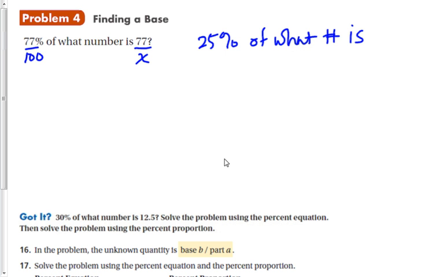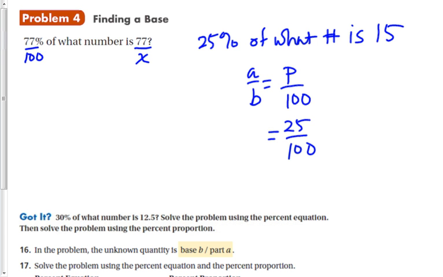25% of what number is 15? And we're going to use a percent proportion to solve this one. So A over B is equal to P over 100. We have our P, so we're going to substitute 25 for P. And we have to think about, is this a part or is that a whole? So of what number is 15? Of what number, that's the whole, so that's the missing part, the B. And so 15 has to be the part.